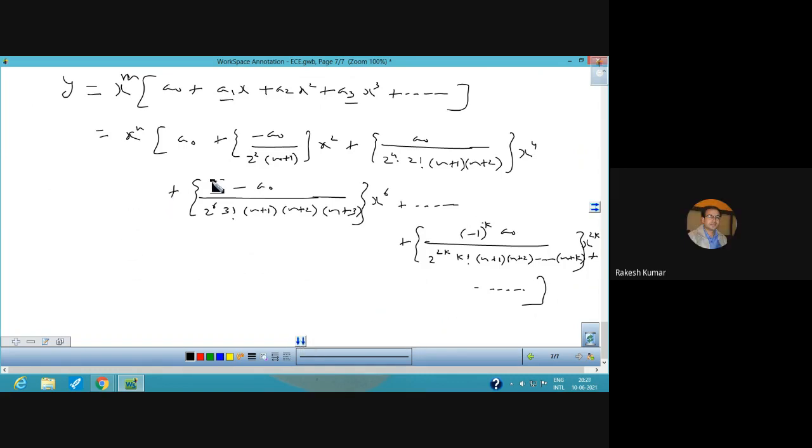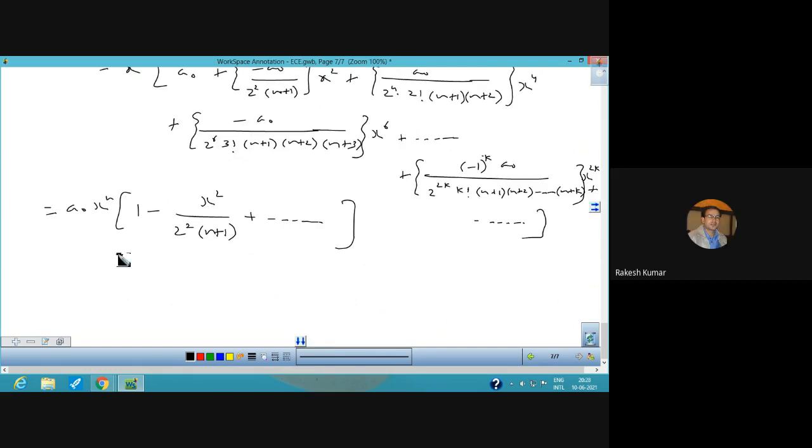Now the constants have been written over here. a naught can be taken common. It is very much obvious. So it can be a naught x raised to power n, 1 is there, minus x square over 2 square into n plus 1. The remaining terms you write as they are, they are written in front of you.